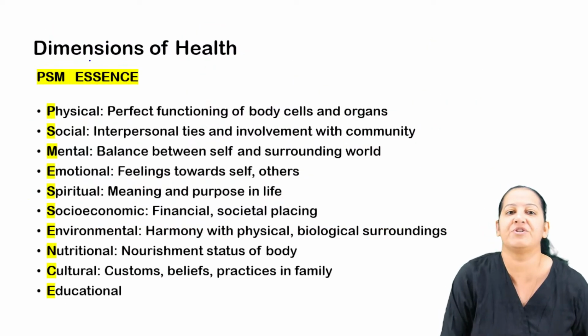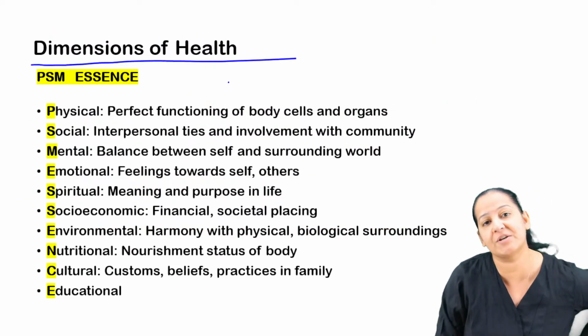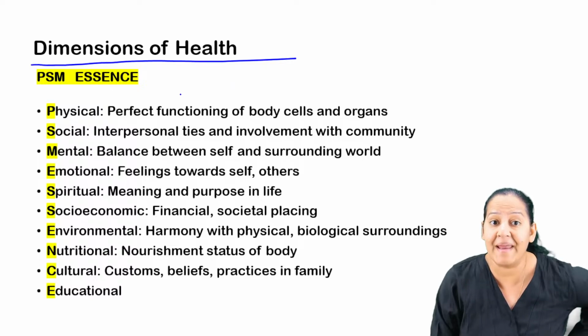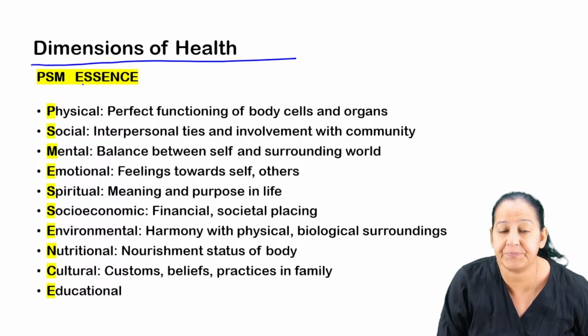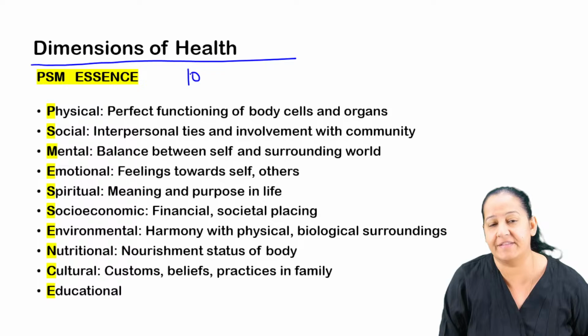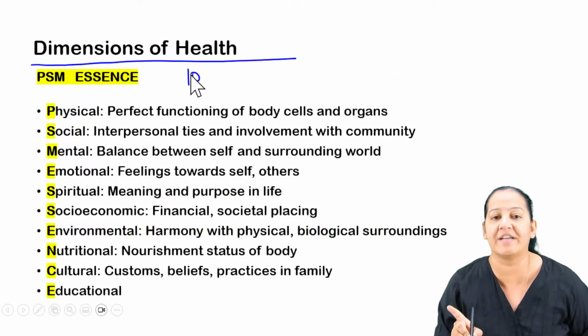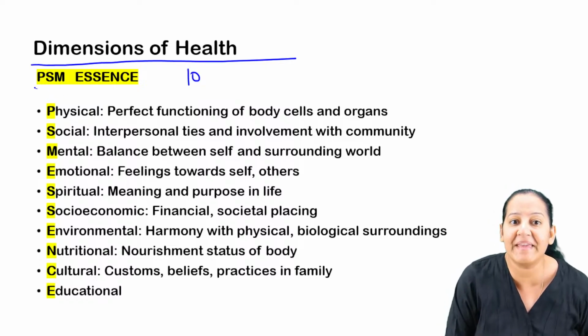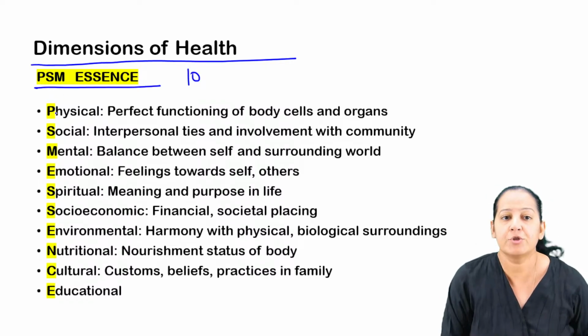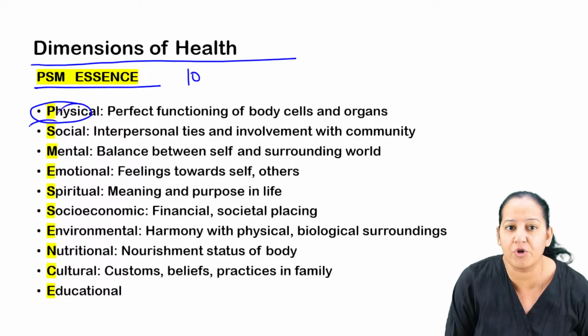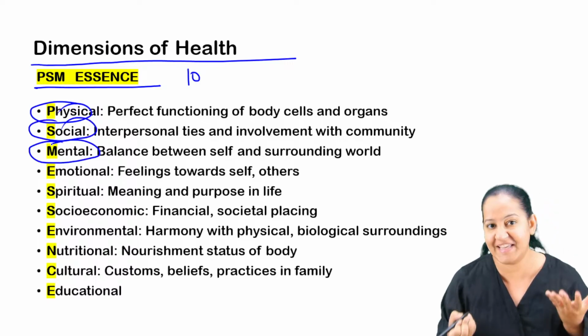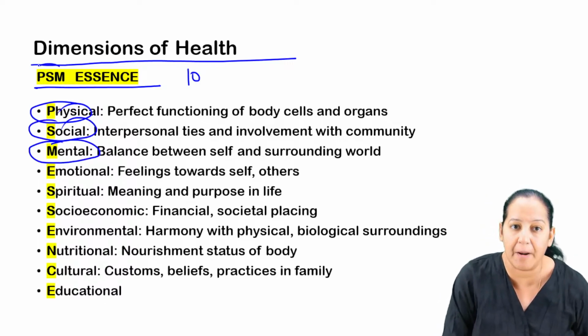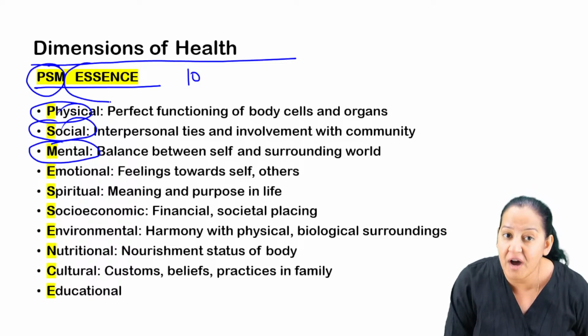Now coming to the dimensions of health. There are many dimensions of health; there are 10 dimensions. In the definition there are only 3 components, but the dimensions are 10. There is a mnemonic to learn. The mnemonic is PSM essence. PSM is the same: P for physical, S for social, M for mental, the same 3 that were in the definition. But apart from PSM, the extra is essence.